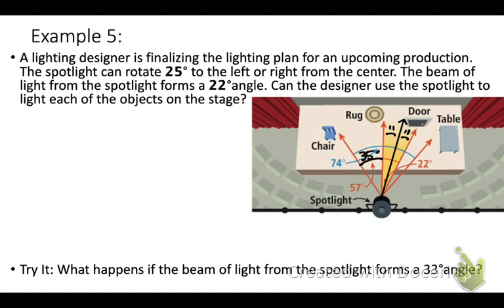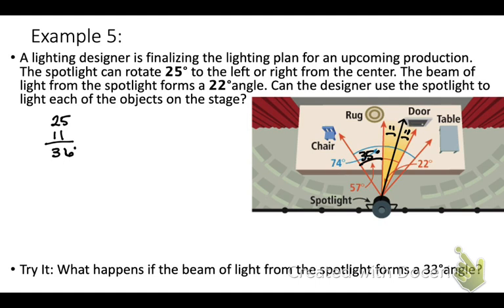Okay. So we know that the spotlight can swivel 25. Like the center can go 25. But when I swivel past center, I still have some light over here, don't I? Yeah. How much light do I have over there? 11 degrees, don't I? So I can do 25 plus 11 gives me what?